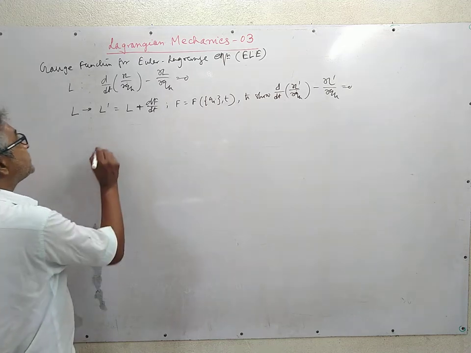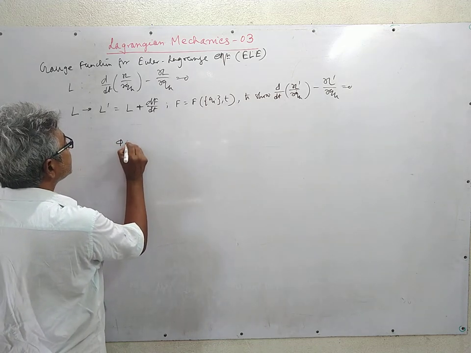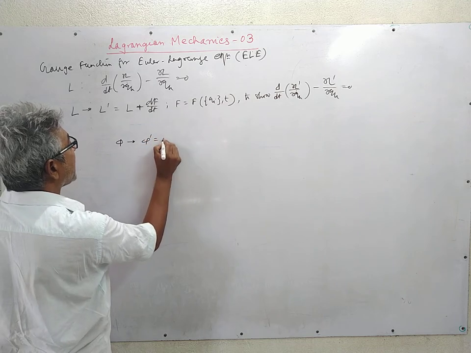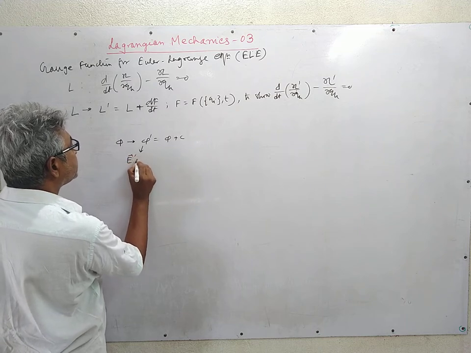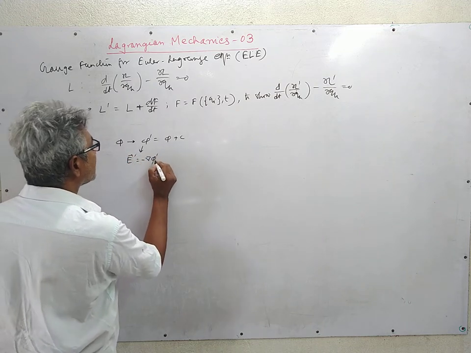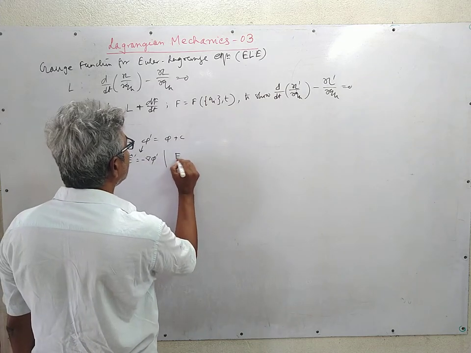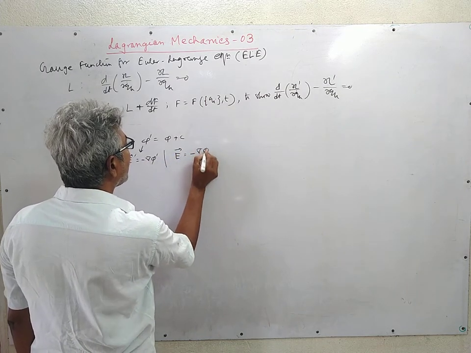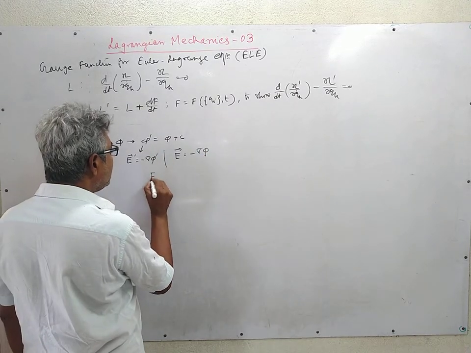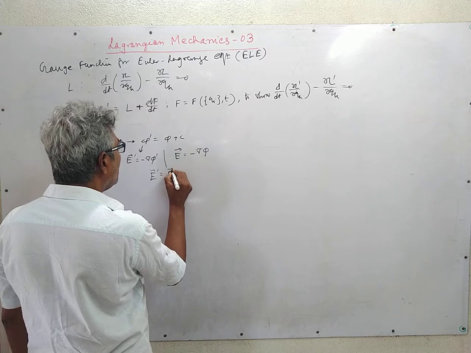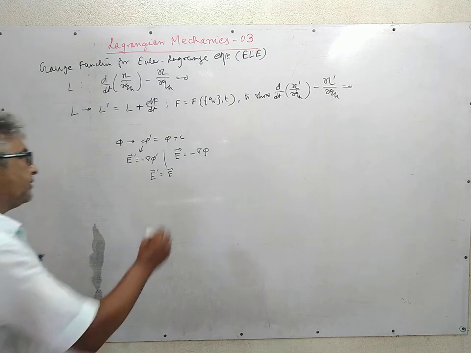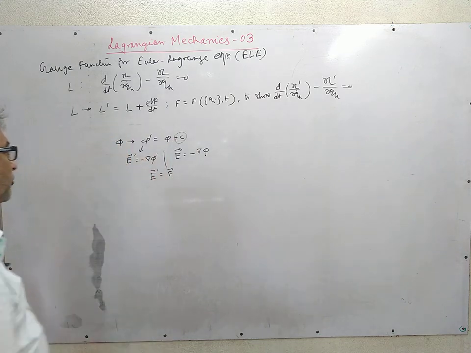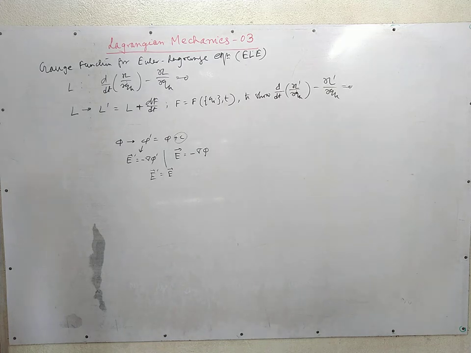In electrodynamics, we have seen that if we change the scalar potential phi to phi prime, where phi prime is equal to phi plus c, then phi prime gives the electric field as this, while phi gives the field this, and we know that E prime is equal to E. We said that the electrostatic potential has an arbitrariness of an additive constant: if we add some constant to the electrostatic potential, the field doesn't change.